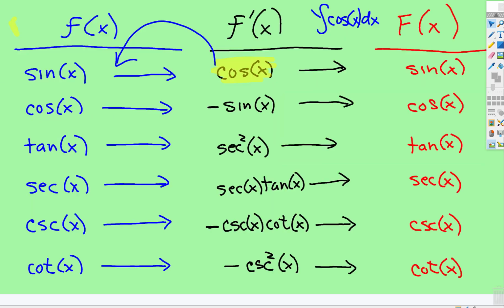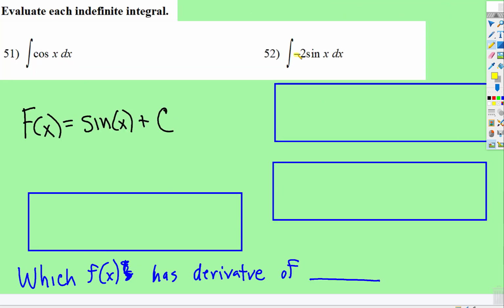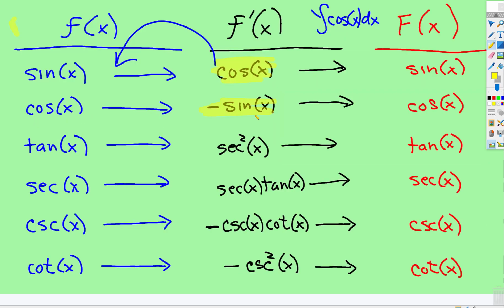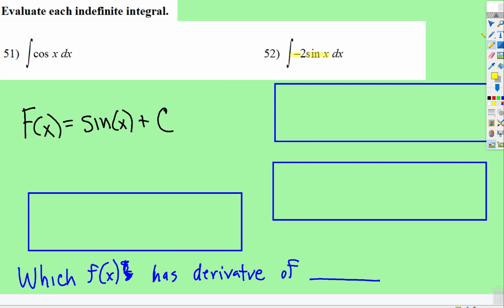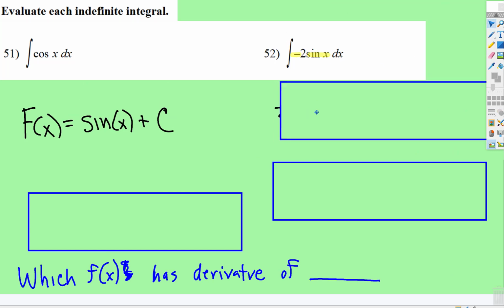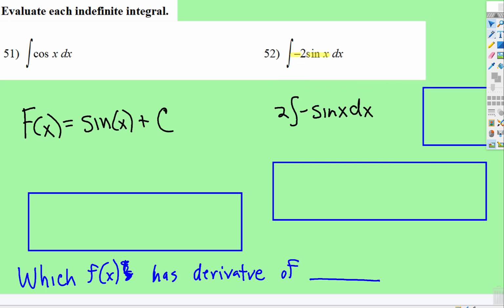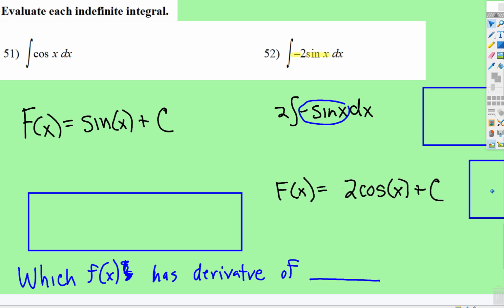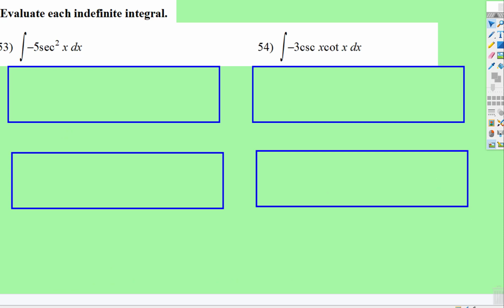Well, if we look over here, we have a derivative of negative sine x. Well, whose derivative is negative sine x? Cosine x. So we bring the 2 out. And now, whose derivative is this? Cosine x. And you add on the plus c.